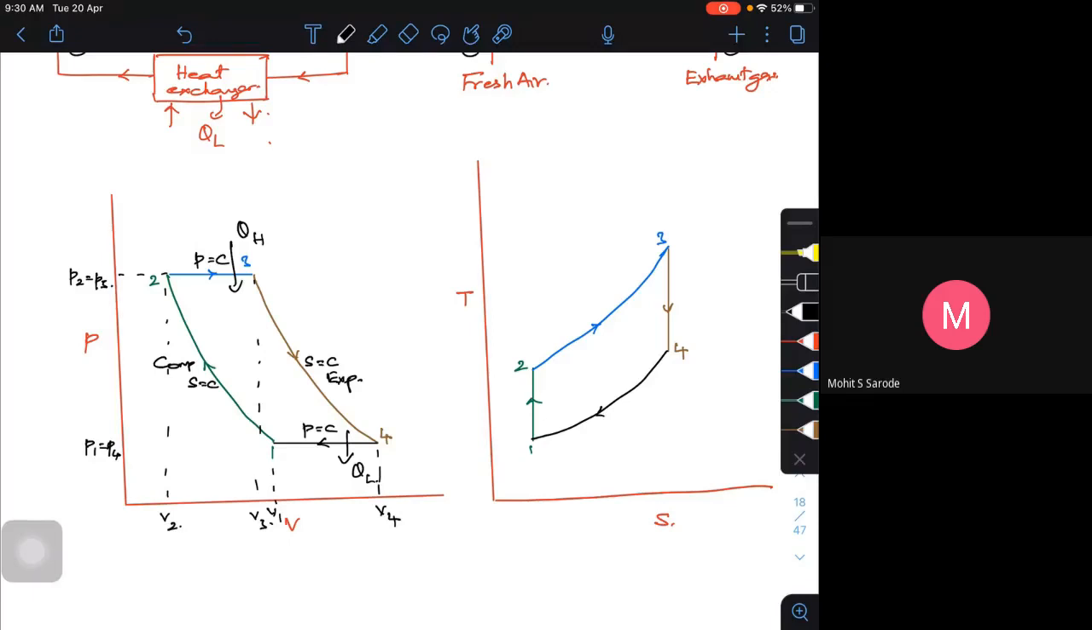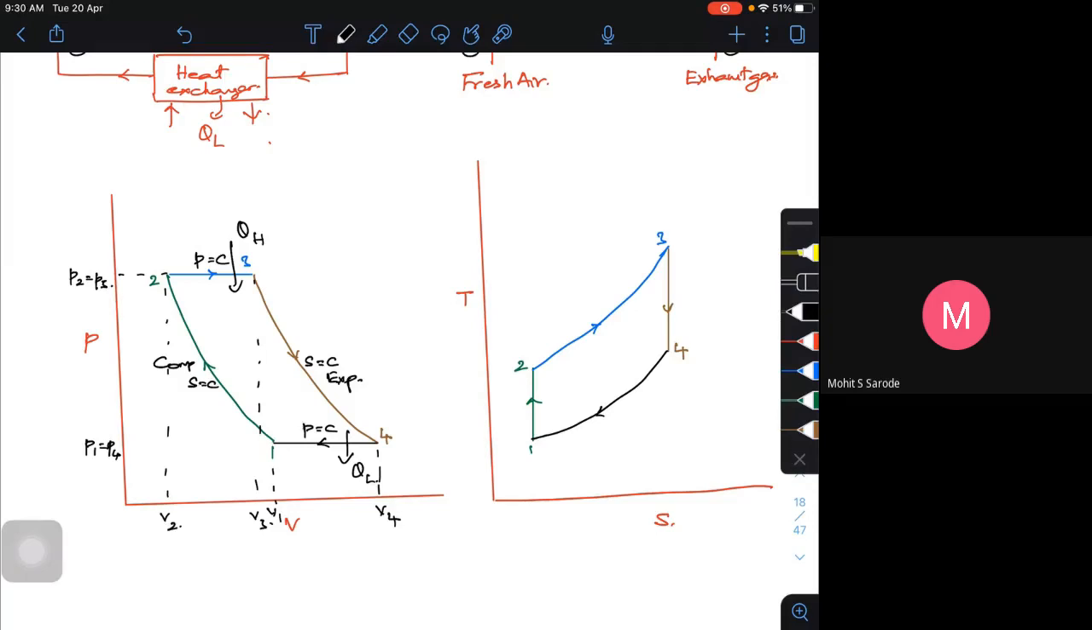whether it is an open cycle or a closed cycle. The only difference between an open cycle and a closed cycle is how you are using your working fluid. If the working fluid escapes into the atmosphere, it becomes an open cycle. If the same working fluid is recycled and used again and again, it becomes a closed cycle. Is it clear?